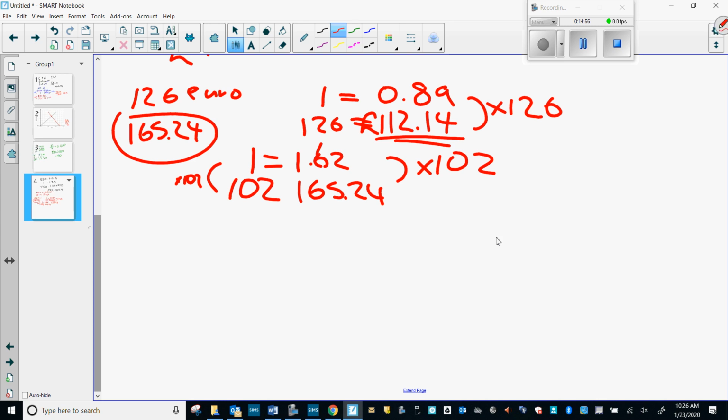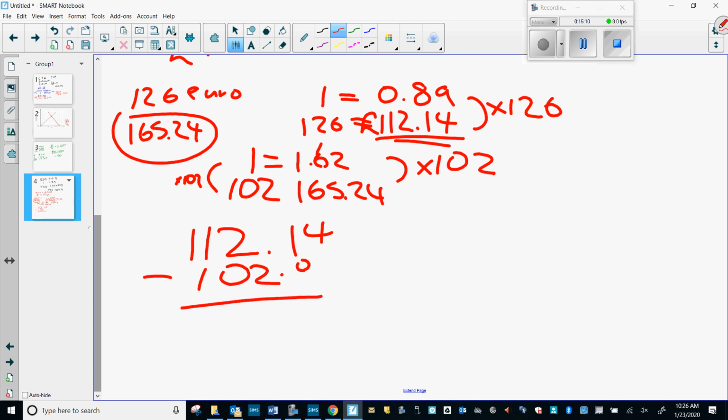Then, you're trying to find how much cheaper America is than France. So you would do 112.14 minus 102, which equals 10.14. Okay, that's awesome, thanks.